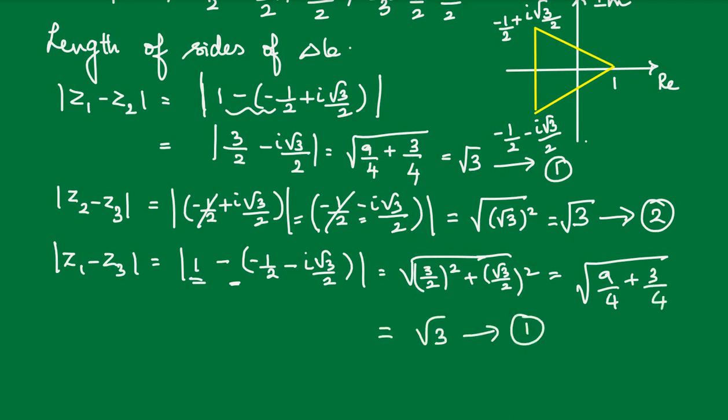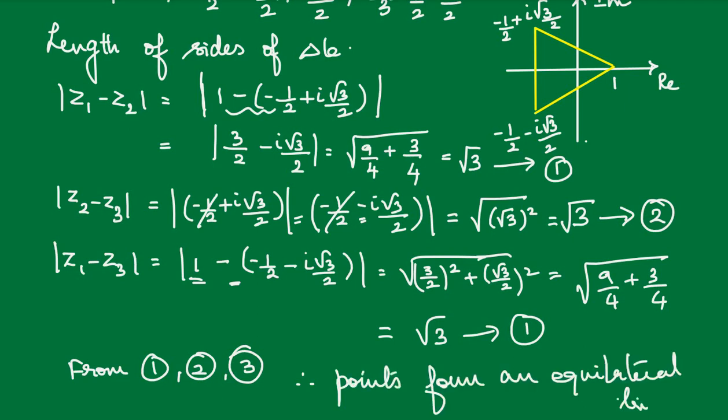So from 1, 2 and 3, we see that the lengths of all three sides are equal. Therefore, we can say the points form an equilateral triangle.